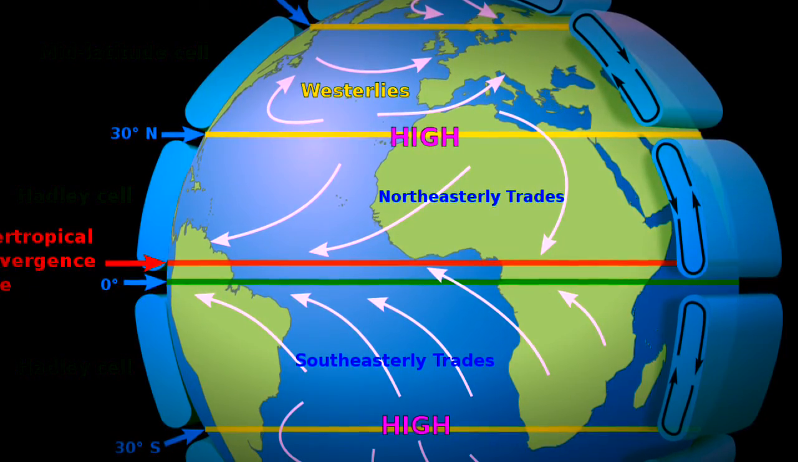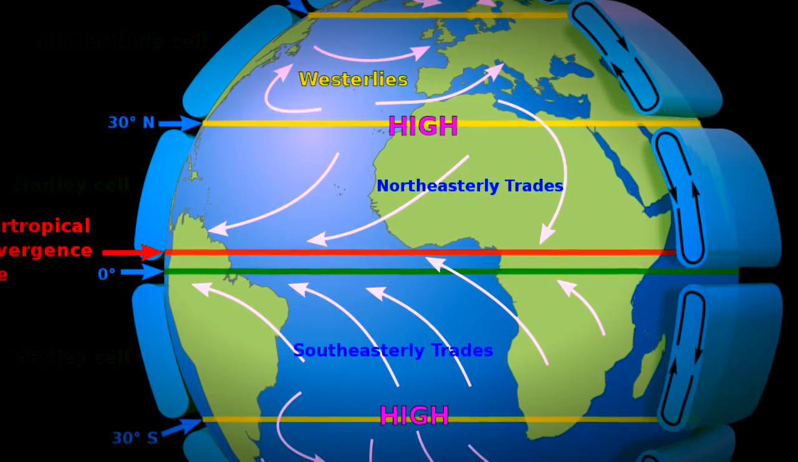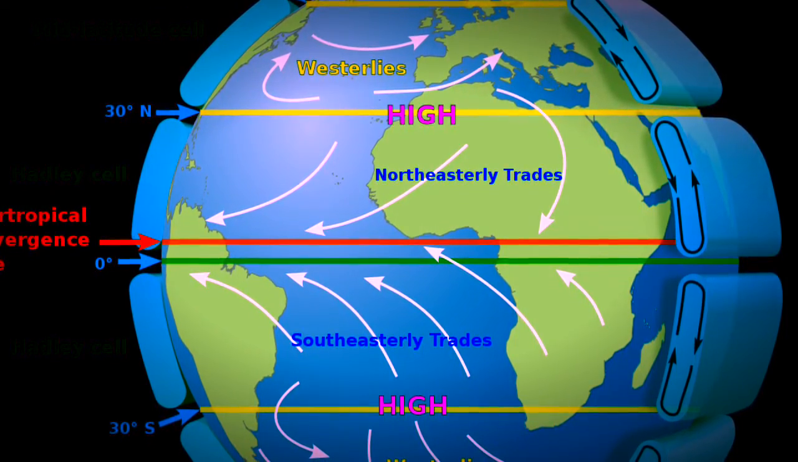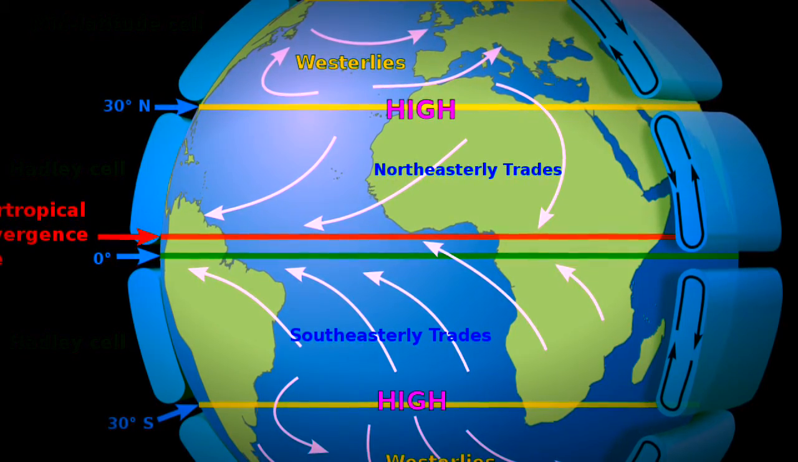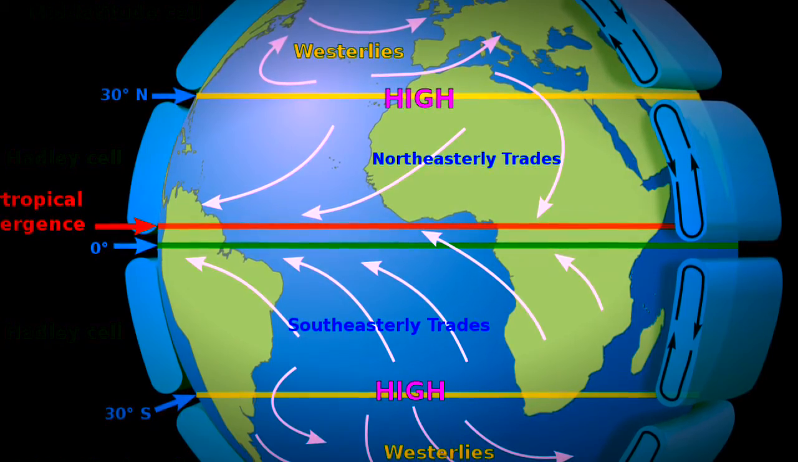To help you understand how this circulation affects climate, let's first look at the rising air at my pressure zone called the equatorial low. Here the air is moist and is rising. This comes with very heavy precipitation.